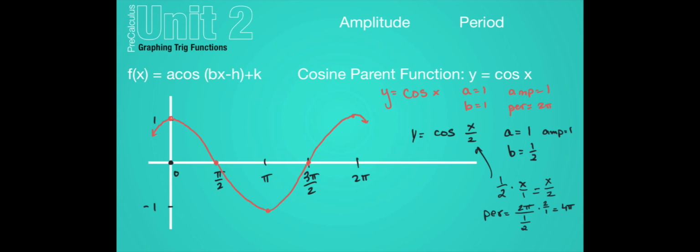Okay, we're going to go in. This is actually much easier than you think. This will be pi, and since it's 4 pi, this will be 5 pi over 2. This will be 3 pi. This will be 7 pi over 2. And then we'll do here at 4 pi.